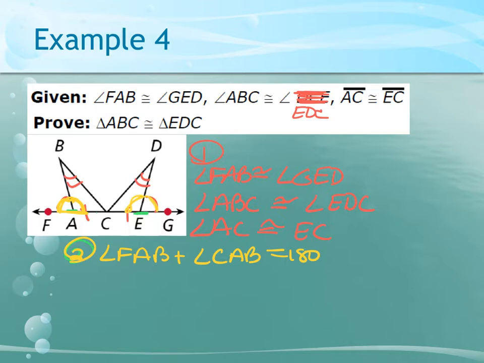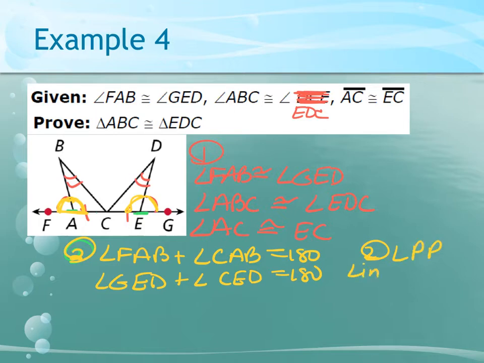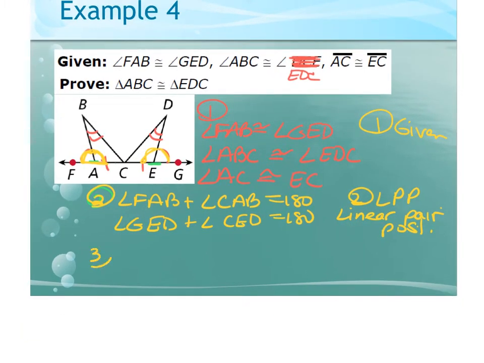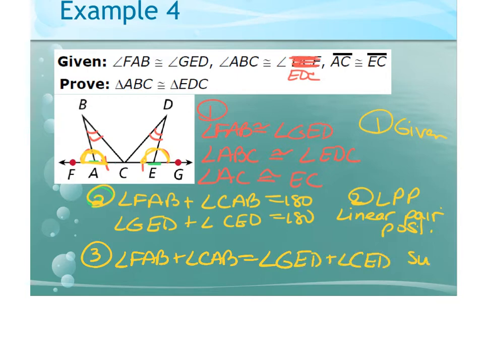So I'm going to say angle GED plus angle CED is equal to 180. This is my linear pair postulate. So linear pair postulate. Up here, this was given. Next, I'm going to do a substitution, set them equal to each other. So angle FAB plus angle CAB is equal to angle GED plus angle CED. Substitution.